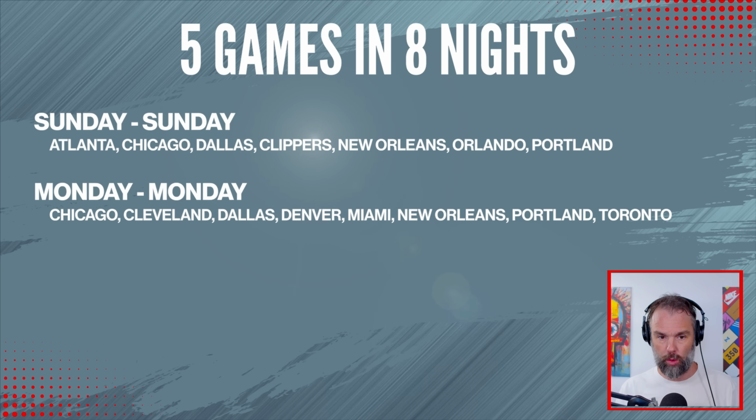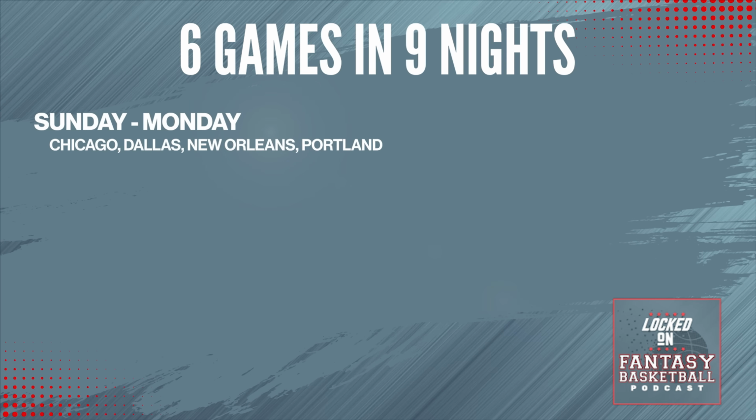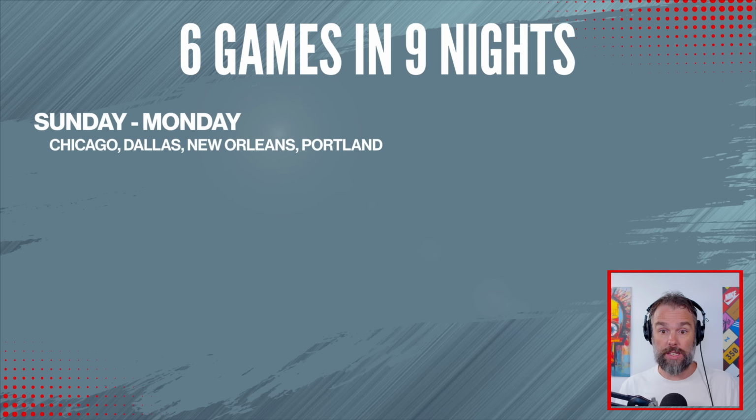And you can usually get a bit of a spoiler with this stuff. If you see someone that's got 5 games in 8 nights on the Sunday to Sunday, and then that same team also has 5 games in 8 nights Monday to Monday, well, they're probably going to appear in the list of teams that have a 6 game in 9 night run. And that is the case, because that's just how things work. Chicago, Dallas, New Orleans, and Portland: 6 games, 9 nights. The final day of week 4 into the first day of week 6. 6 games, 9 nights.